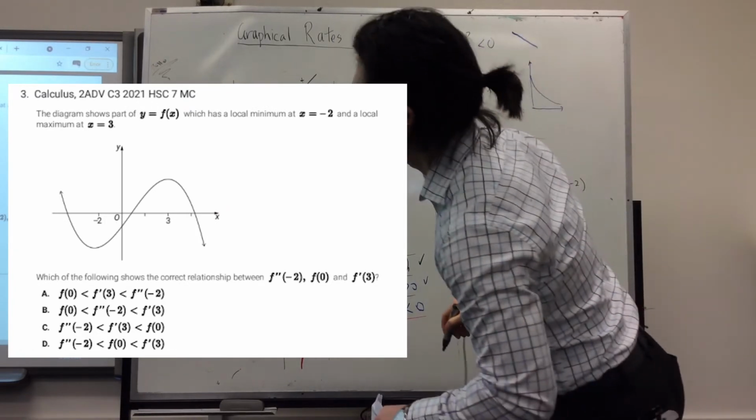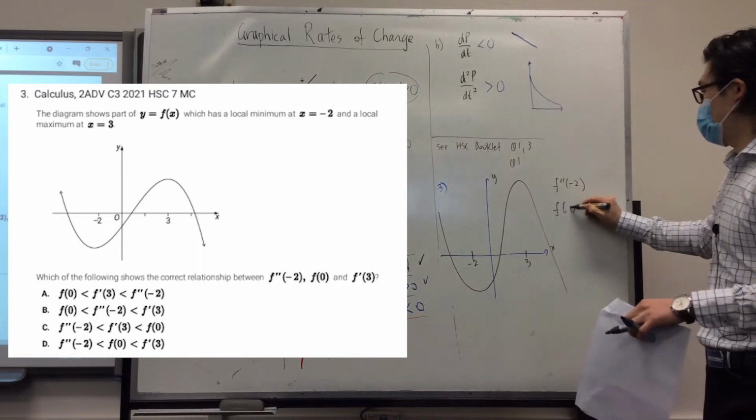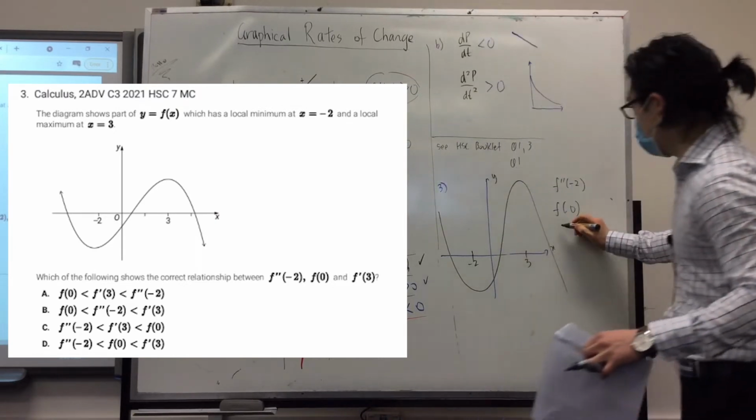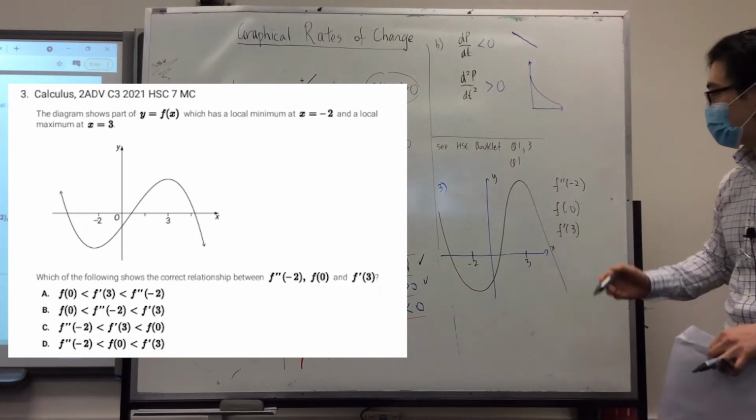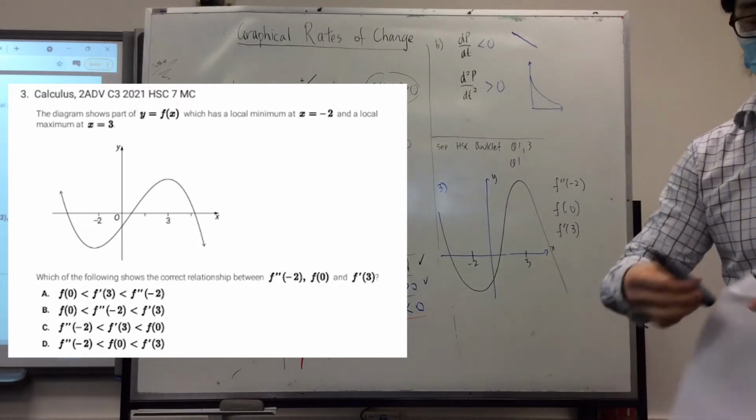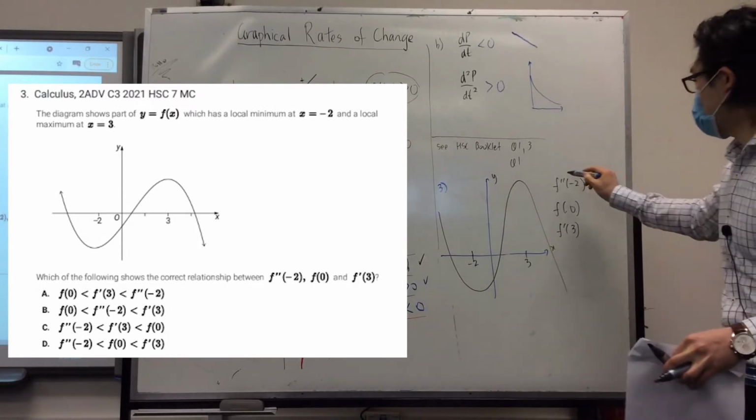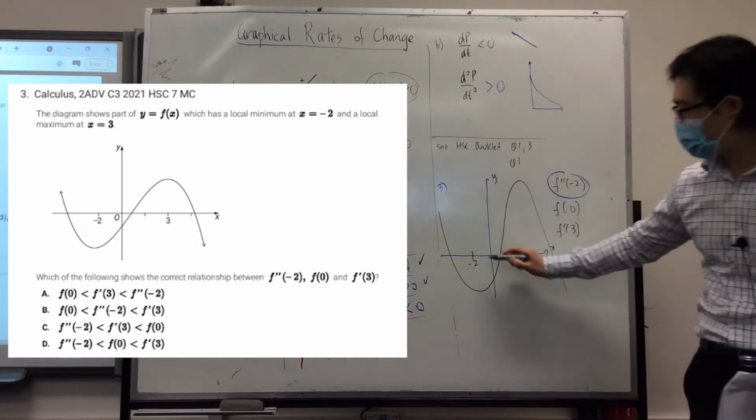What else? f of 0 and f dash 3. So let's analyze these three one at a time and see if we can get the answer. So let's have a look at the first one, f double dash at 2.